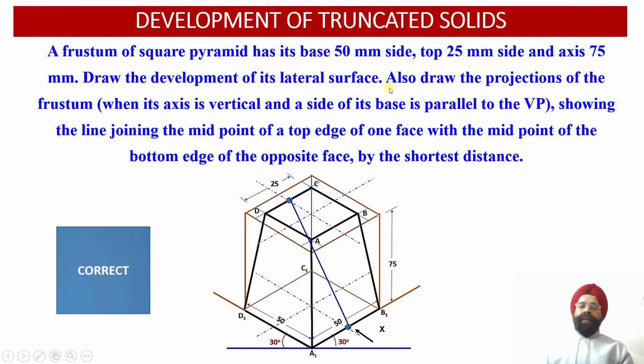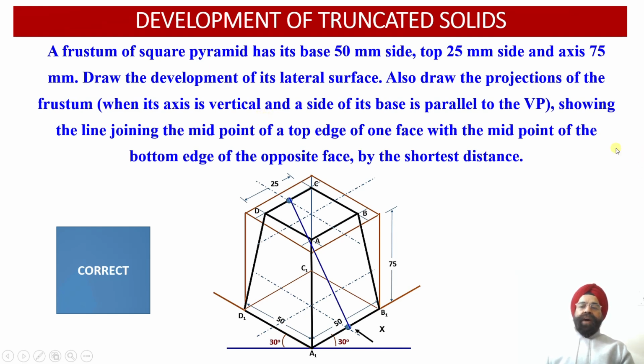Now we are required to obtain the orthographic front view and top view projections of the frustum of the square pyramid when one of the sides of the base is parallel to the vertical plane. So this will be the appropriate orientation of the base with respect to the vertical plane. When the square pyramid rests on its base on the horizontal plane, one edge of the base will be parallel to the vertical plane, and the axis of this frustum will be perpendicular to the horizontal plane.